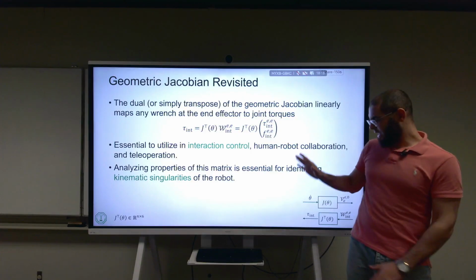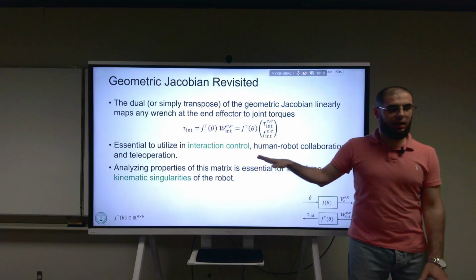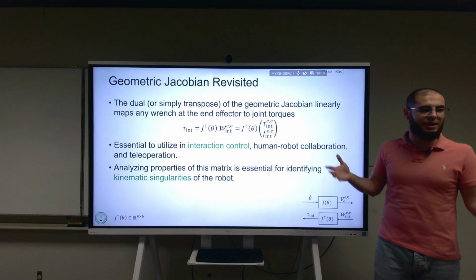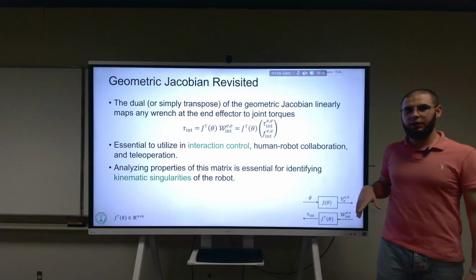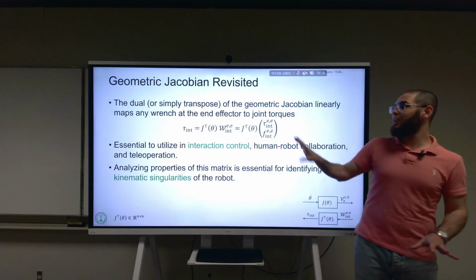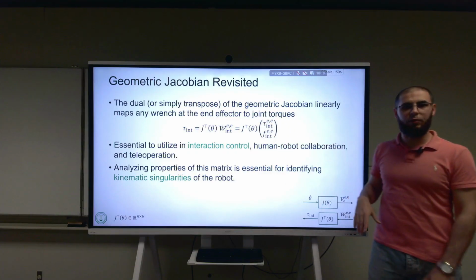You will not see it here, but I'll mention it in a couple of slides, why there is something called a singularity. Until we reach that point, just know that kinematic singularities are related to the Jacobian, more precisely the Jacobian transpose.